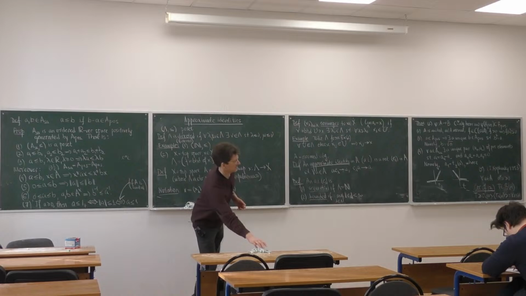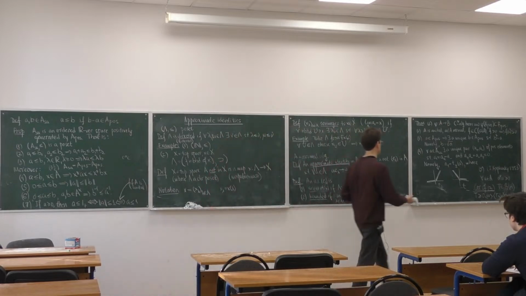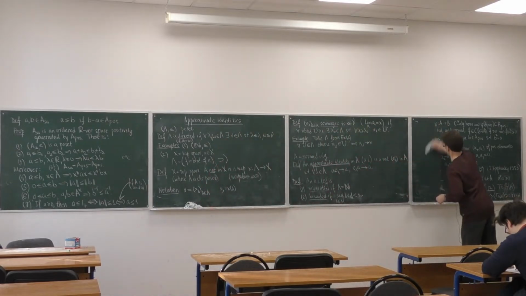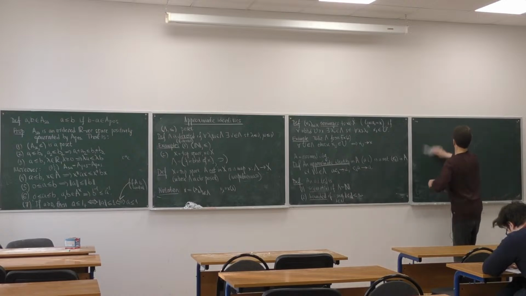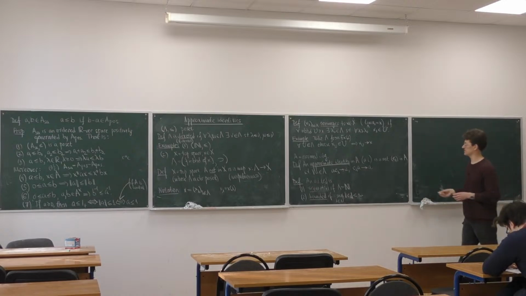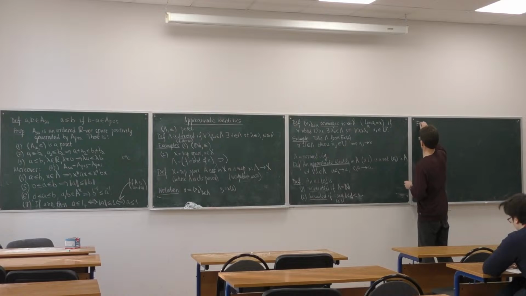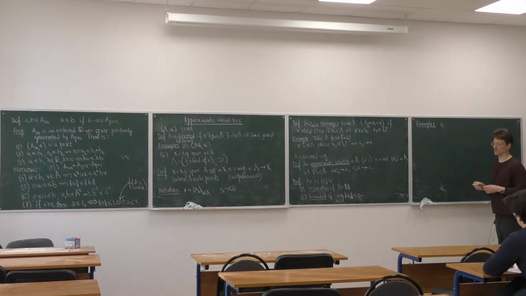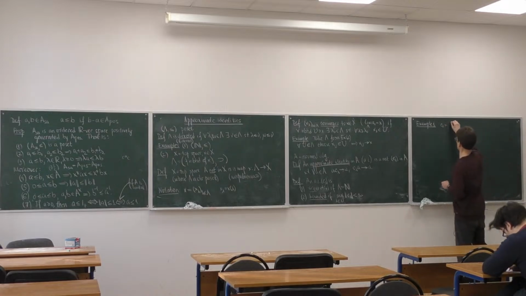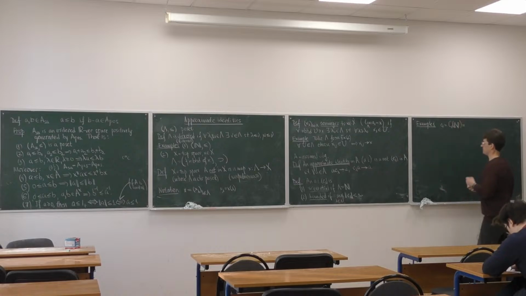Well, let's look at some examples of approximate identities. Probably the simplest example is the standard approximate identity in the algebra little c0. So little c0 is just the same as big C0 on the natural numbers. That is, this is the algebra of sequences of numbers which vanish at infinity.